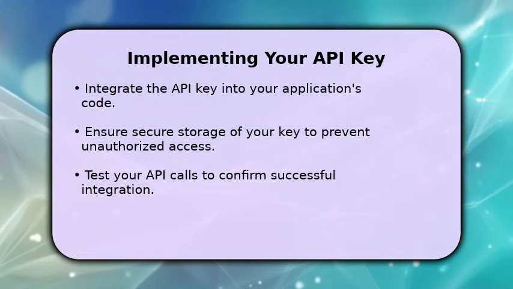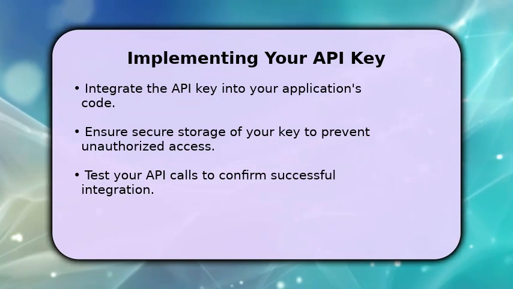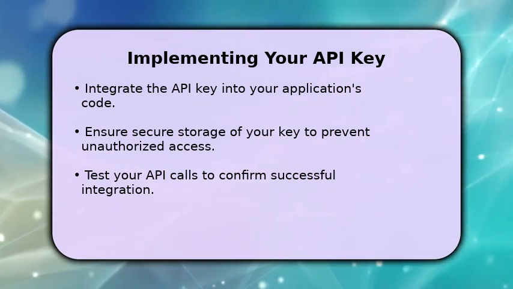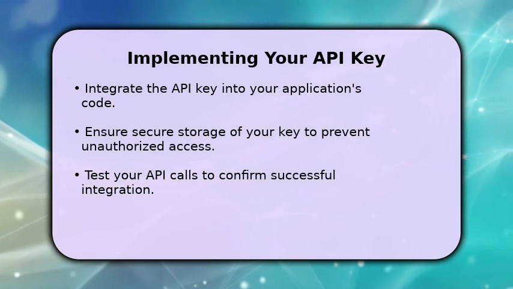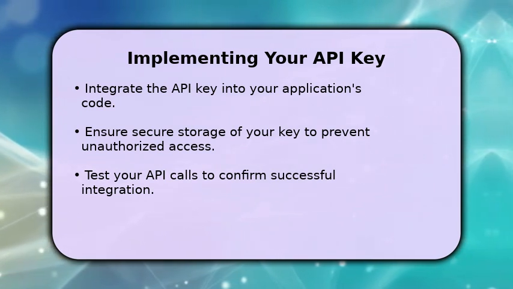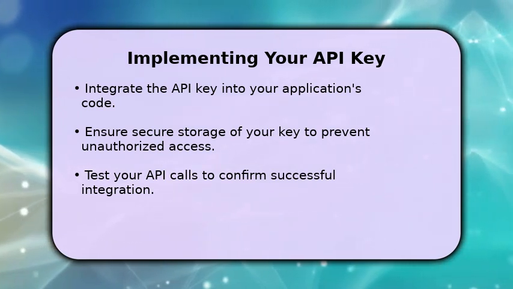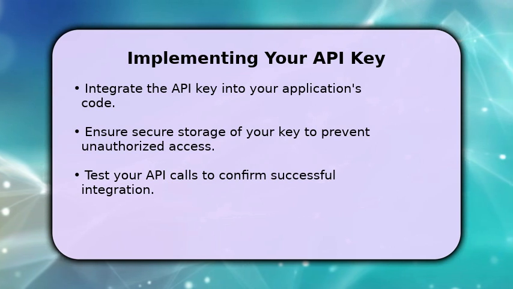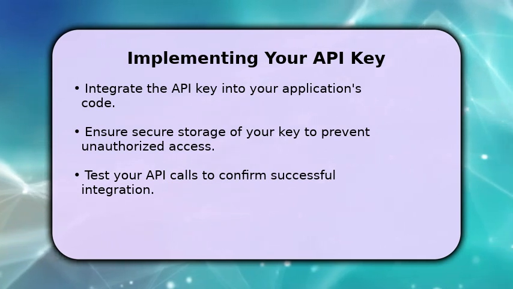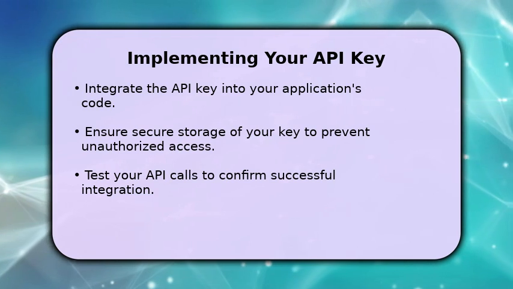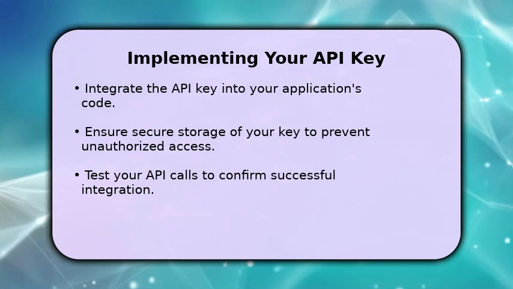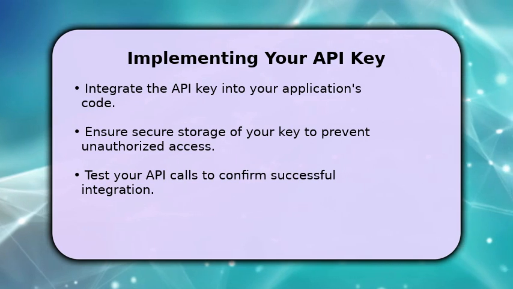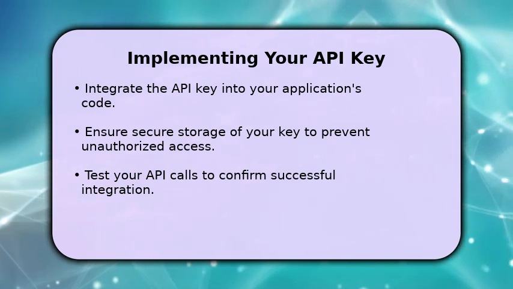With your API key in hand, the next step is to integrate it into your application's code. This key acts as your authentication token, granting your application access to the API's services. It is paramount to store your API key securely, never hard-coding it directly into publicly accessible code. Consider using environment variables or a secure configuration management system.